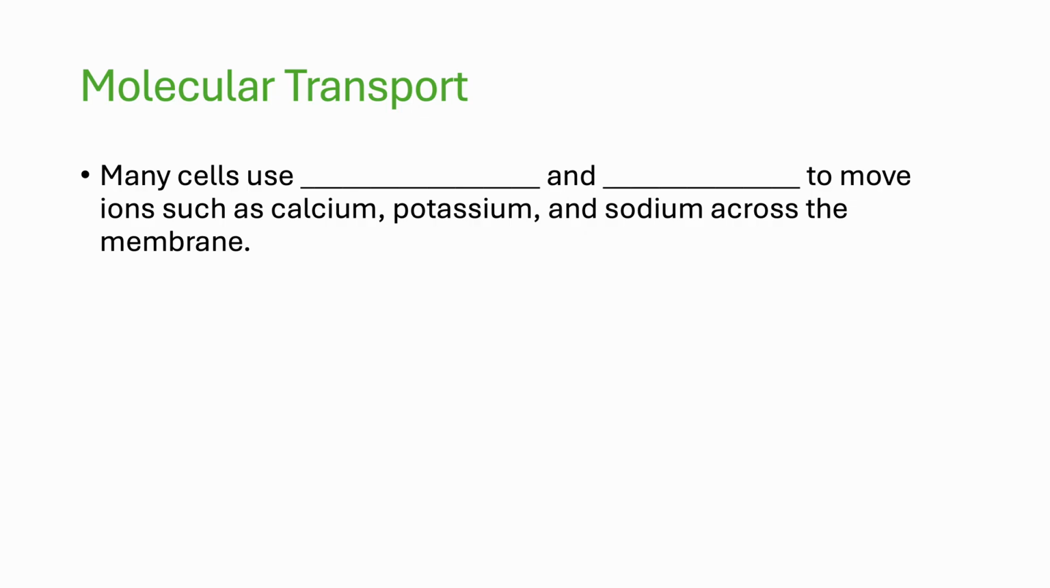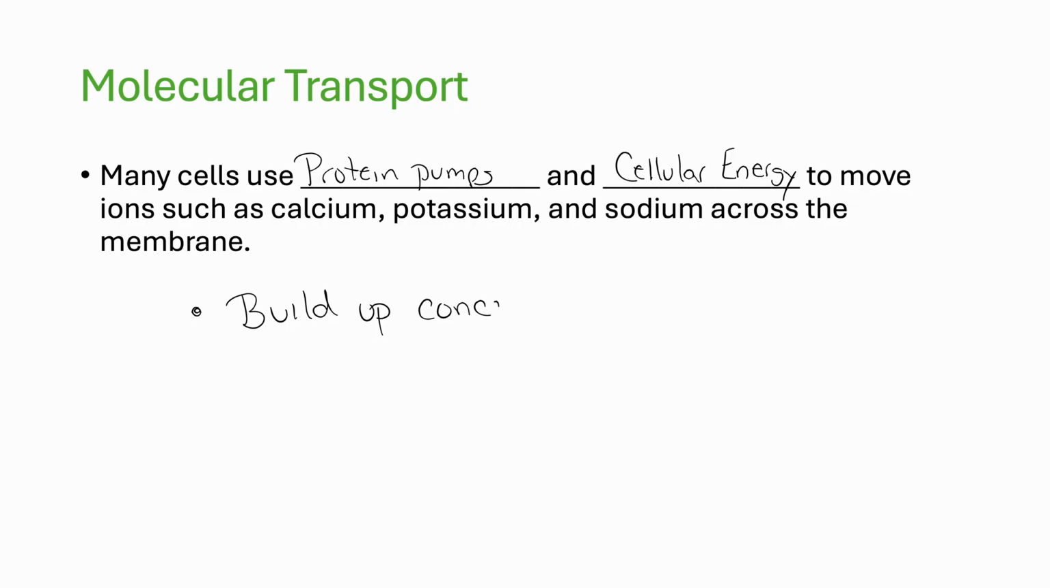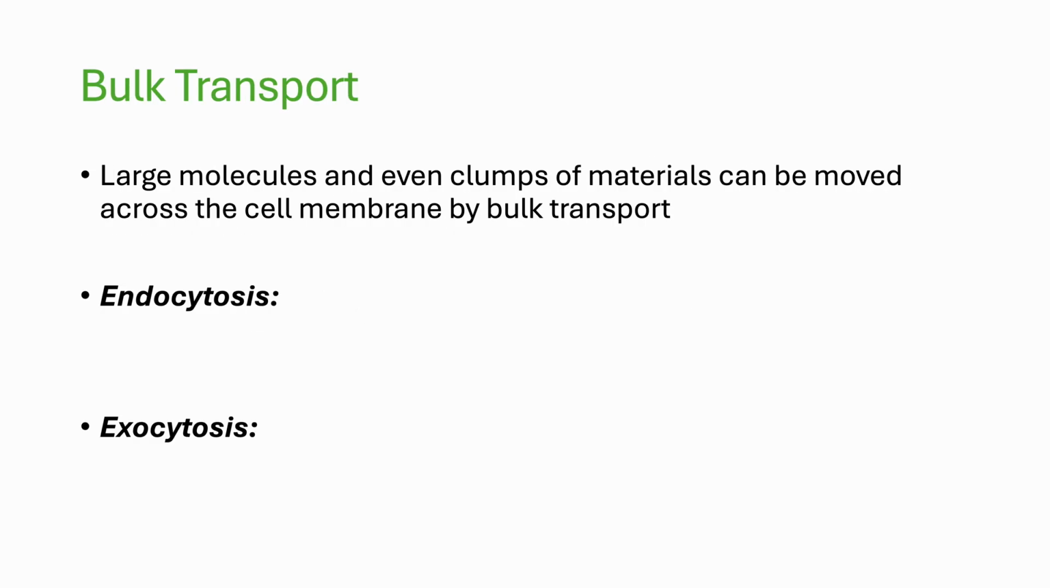So many cells use these protein pumps and cellular energy to move ions such as calcium, potassium, sodium across the membrane. And why they are doing this is to build up concentrations of it. And when you're building up a concentration of the substance, it allows the body to do certain chemical reactions that is needed within life. So besides molecular transport, cells also need to have a bulk transport.